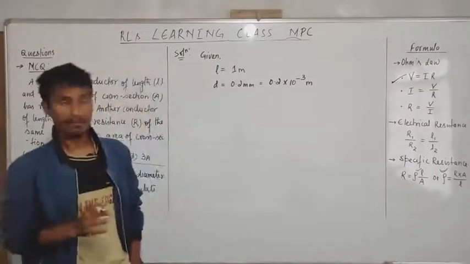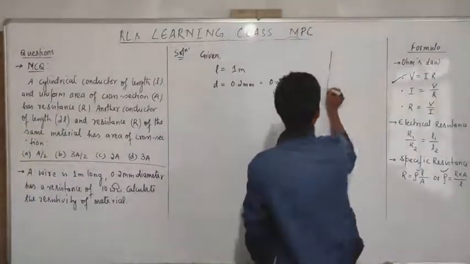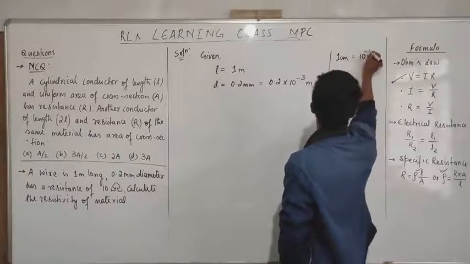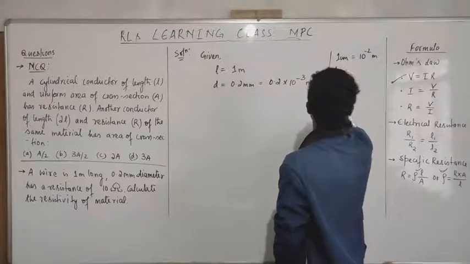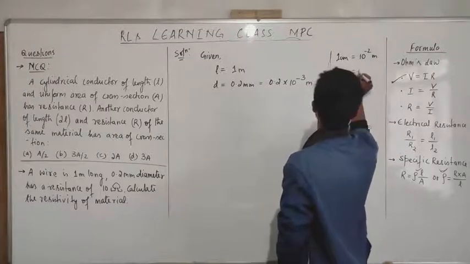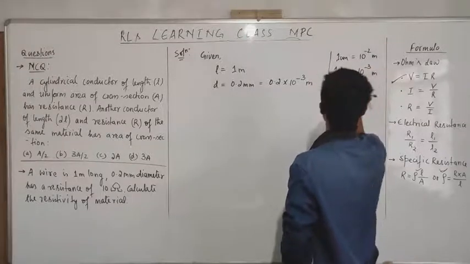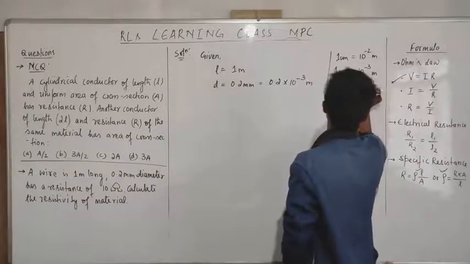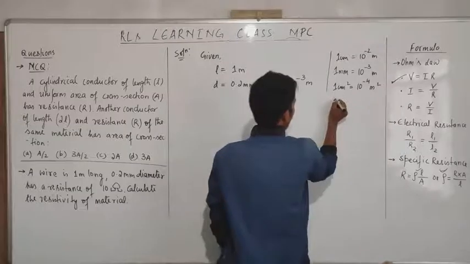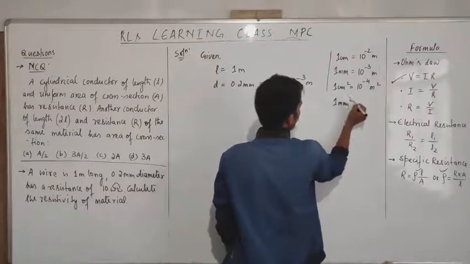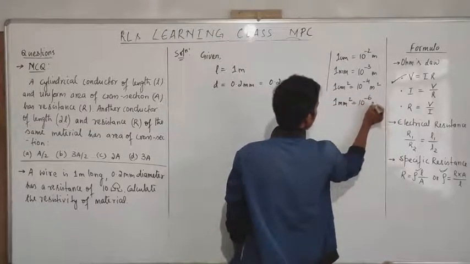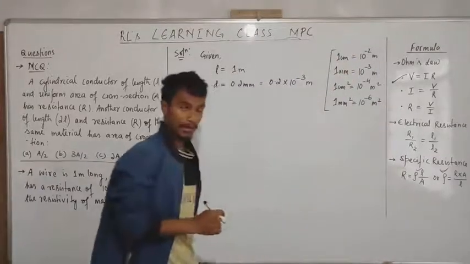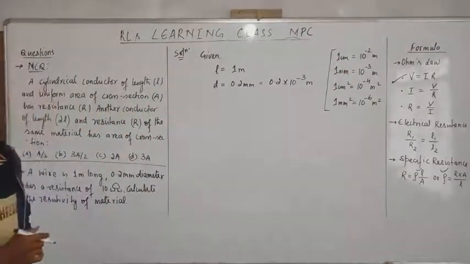I'll write for you all this conversion. It looks like this: 1 centimeter is 10 to the power minus 2 meter. Then 1 millimeter is equal to 10 to the power minus 3 meter. Then 1 centimeter square is equal to 10 to the power minus 4 meter square. Then 1 millimeter square is equal to 10 to the power minus 6 meter square. Please remember this. This will be very important for you for doing conversion.